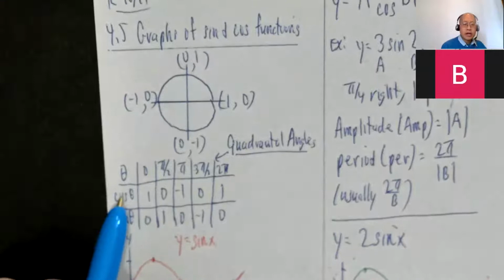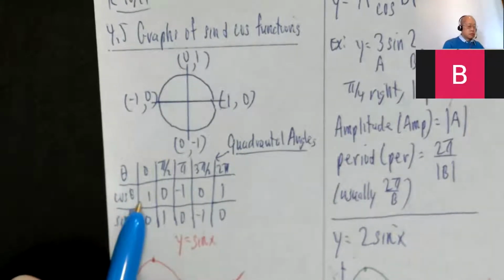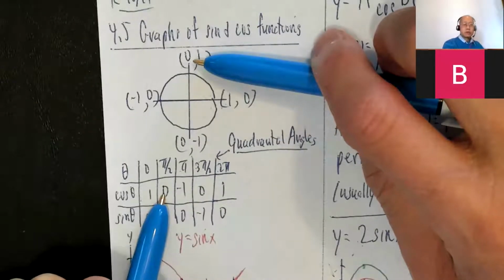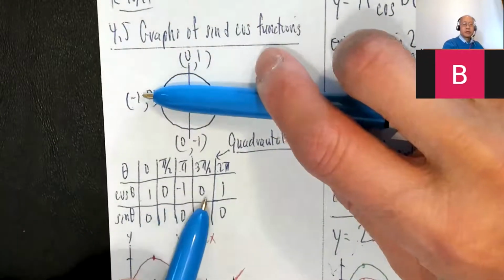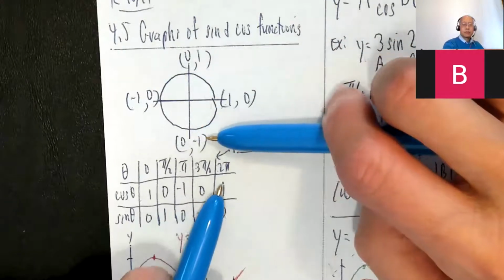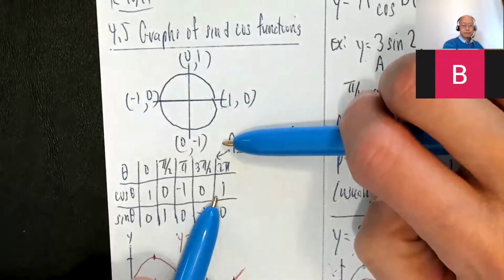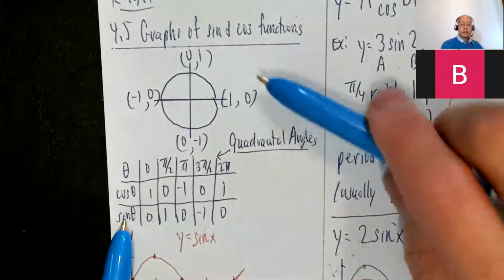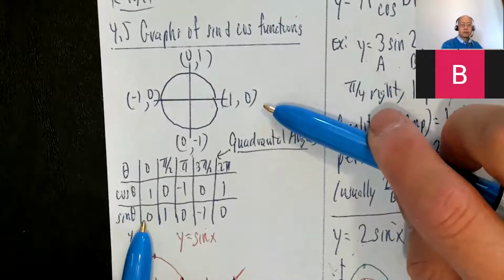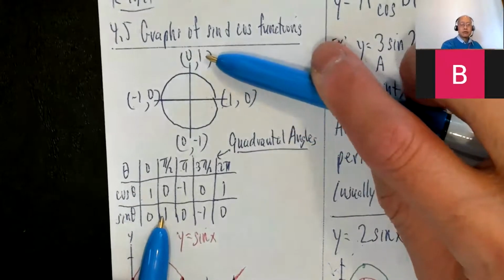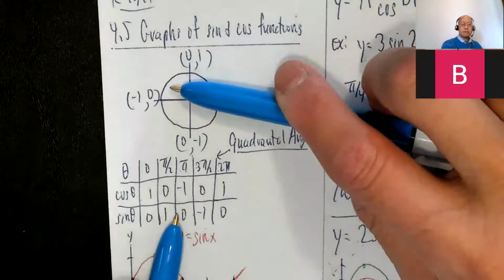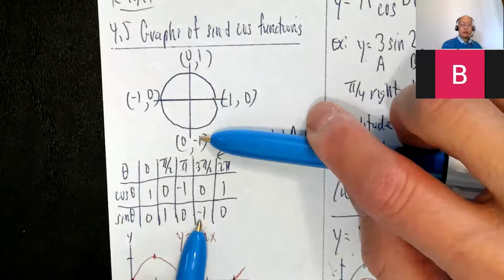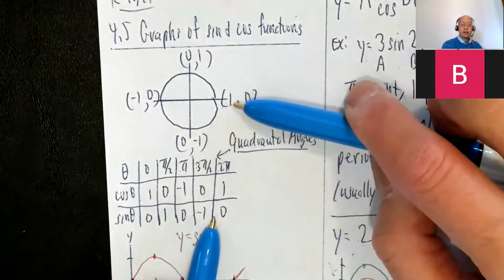Cosine of theta, the x coordinate. At 0, I have 1. Pi over 2, 0. Pi, negative 1. 3 pi over 2, 0. 2 pi, 1. Sine of theta, I want the y coordinate. So 0, 0. Pi over 2, 1. Pi, 0. 3 pi over 2, negative 1. 2 pi, 0.